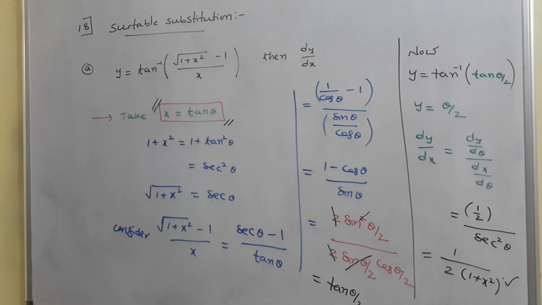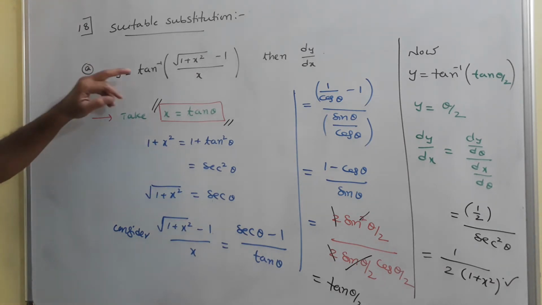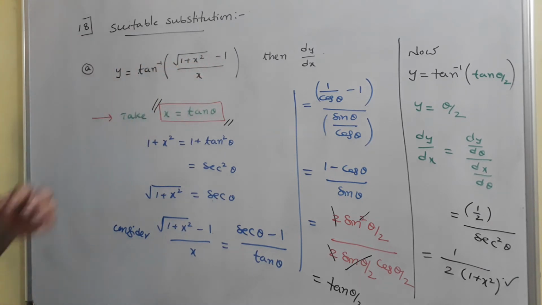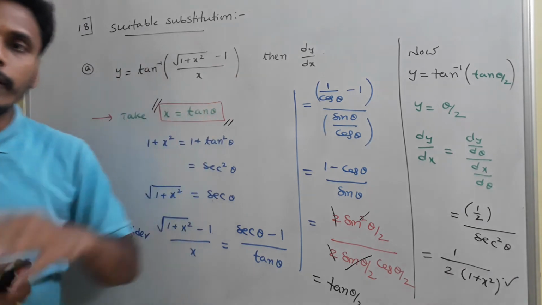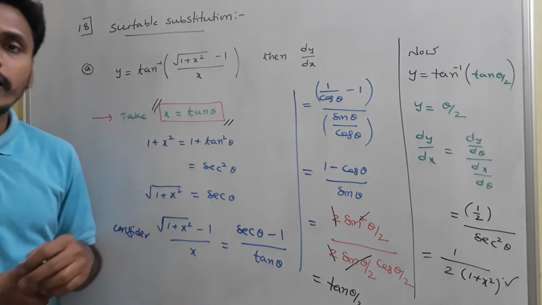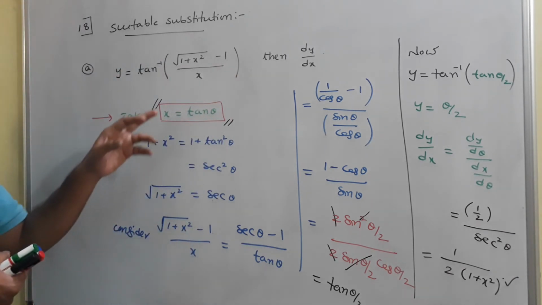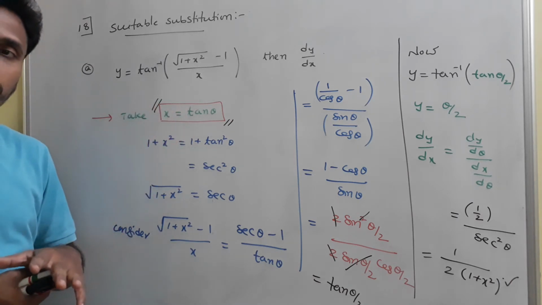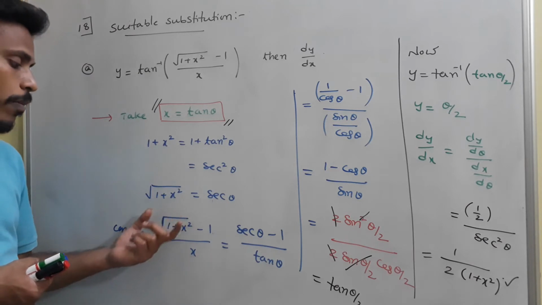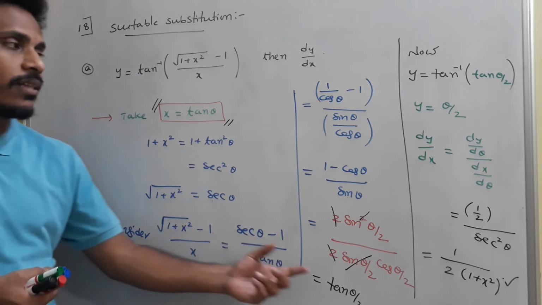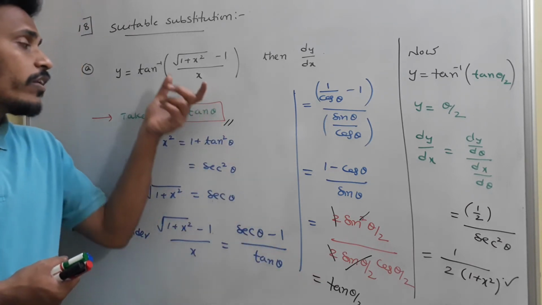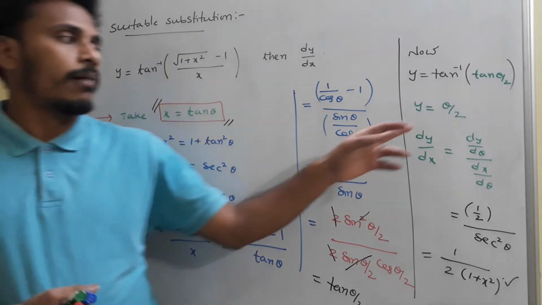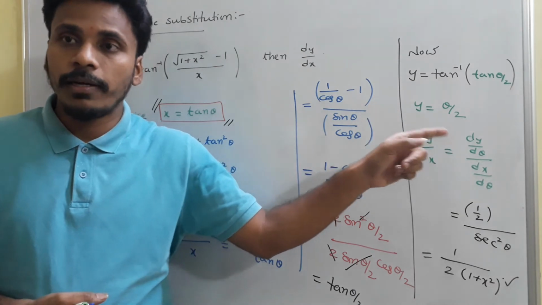That's the problem. So the given one is this: y is equal to tan inverse of root of 1 plus x square minus 1 by x, and then we need to find dy by dx. To find dy by dx, the suitable substitution is simply x is equal to tan theta. By taking x is equal to tan theta, we derived this root of 1 plus x square minus 1 by x as tan theta by 2. Now rewrite this expression with this tan theta by 2. Y will become theta by 2. Y is theta by 2.